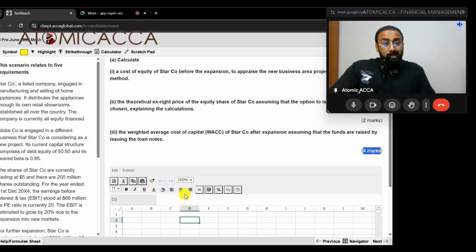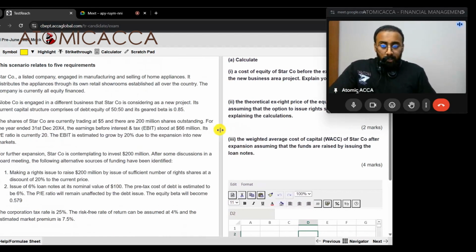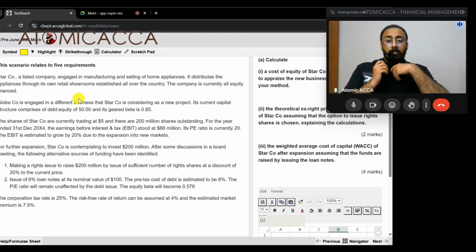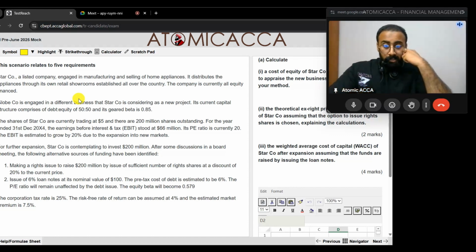And which topic are we dealing with? We're dealing with business finance. So let's just give a quick read through the case study we have here. Star Company, a listed company engaged in manufacturing and selling of home appliances. It distributes the appliances through its own retail showrooms established all over the country. The company is currently all equity financed, which means there's no debt. Okay, so it could be a family business or something.